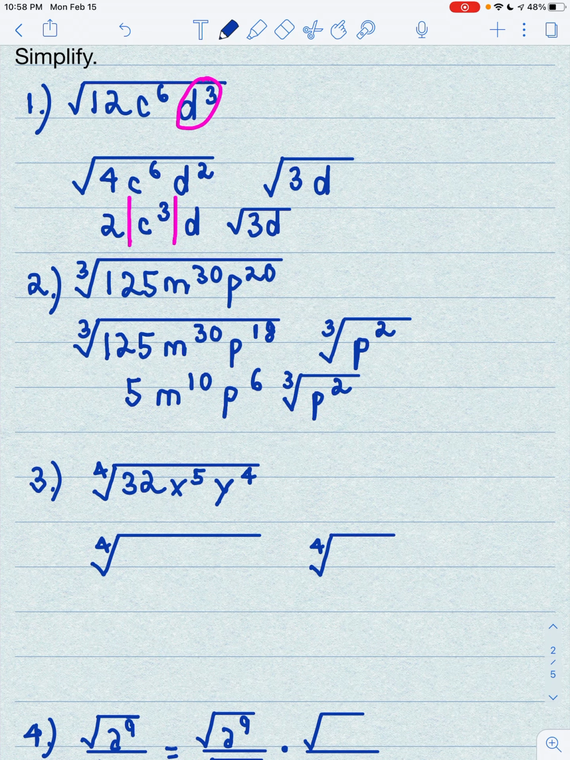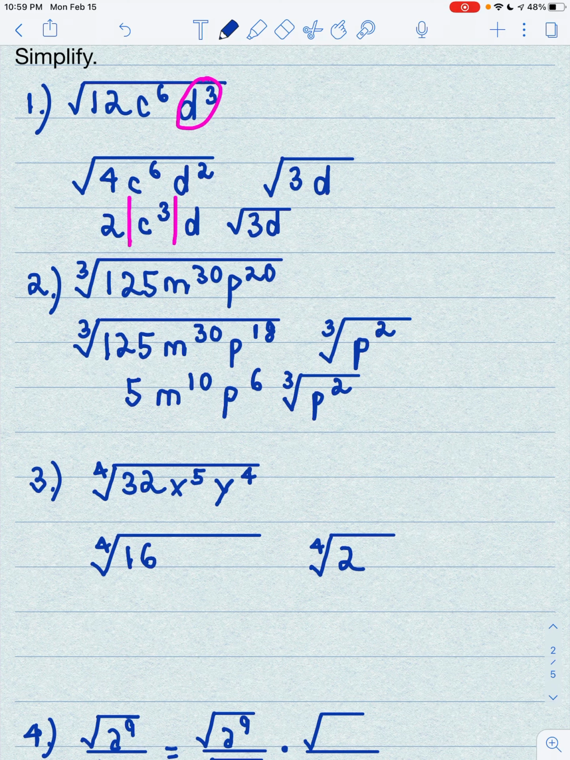So this time we have the fourth root of 32x to the 5th, y to the 4th. 32 is not a perfect fourth. You might want to look at your perfect fourths. And I'm trying to think of numbers that I can divide into 32 that are perfect fourths. And as I look at my perfect fourths, I see that 2 to the 4th is 16, and 16 goes evenly into 32. So I'm going to put 16 under the first radical, and the leftover factor is 2.